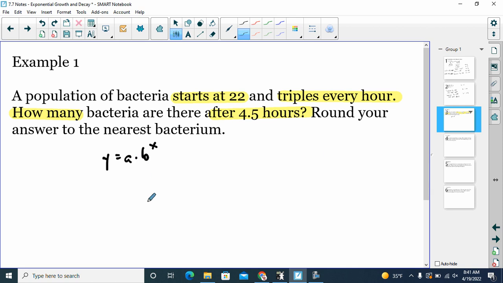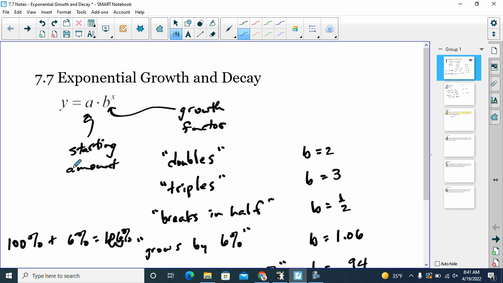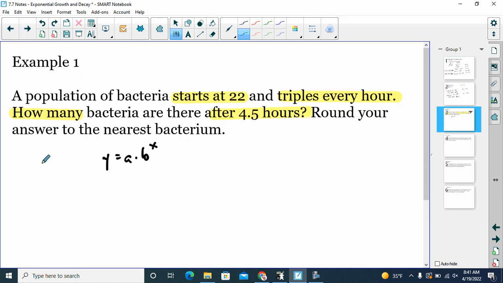Think about what our a value should be. Remember, our a value is our starting amount. So the amount of bacteria we start with here pretty clearly is 22. And then our b value is the growth factor. The growth factor, if it says that it triples, should be 3. So our equation here, that's a times sign, our equation is y equals 22 times 3 to the x.